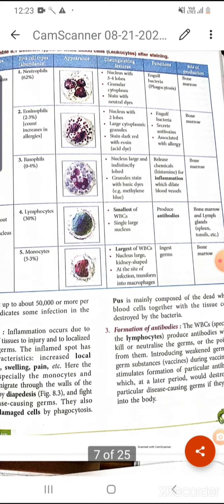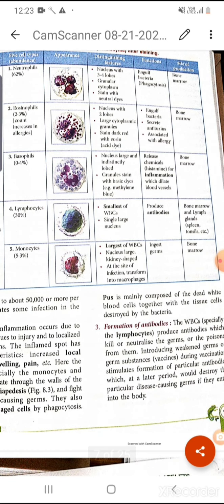And monocytes are large WBCs. The nucleus is large and kidney shaped. You can see the diagram of the nucleus here; it is kidney shaped. They ingest the germs and help to kill the germs.